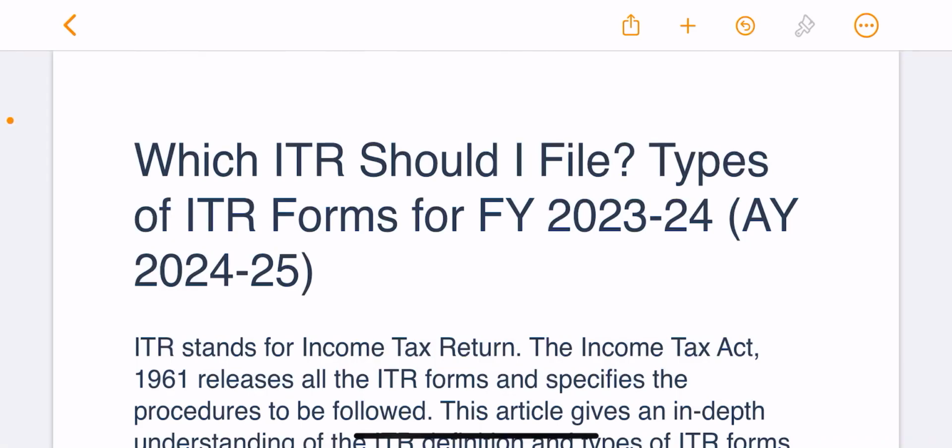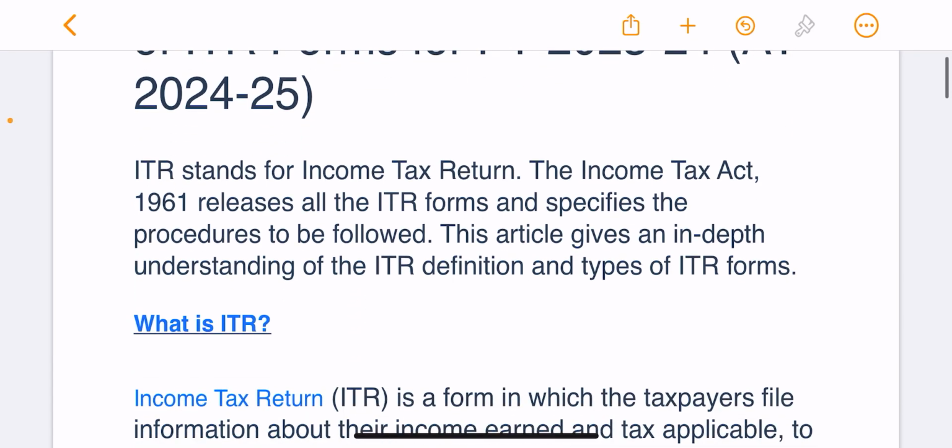Hello everyone. So in this video we are going to learn the types of ITR, who is eligible to file each ITR, who is not eligible to file it, and whether it is mandatory to file ITR for you or not. We are going to start with the mandatory part: whether you are required to file ITR or not.